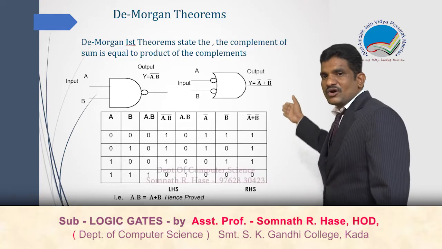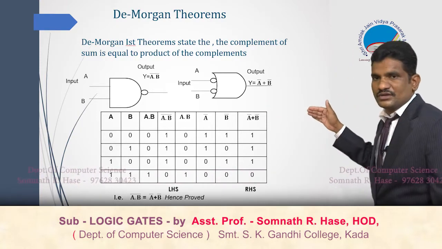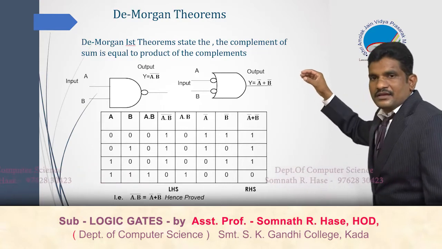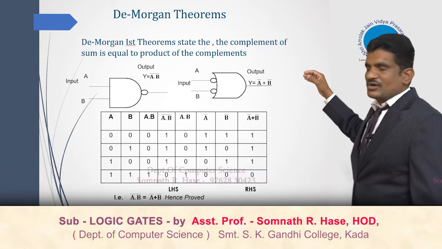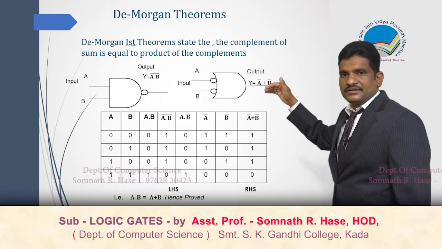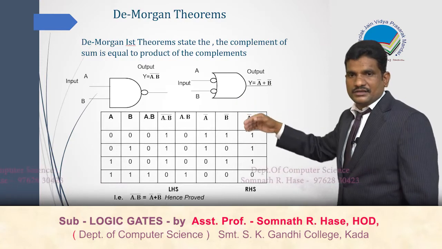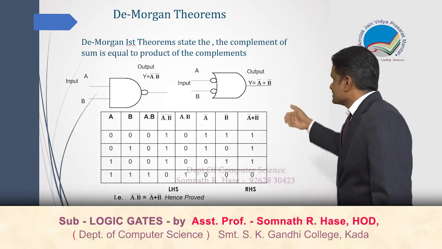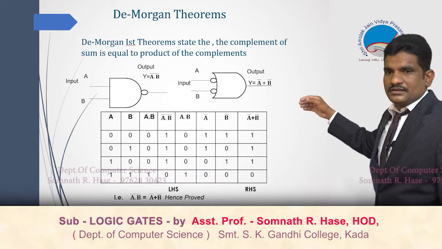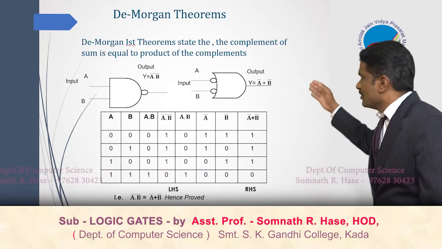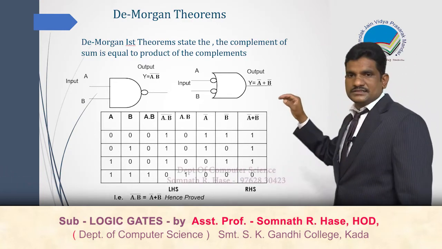This is the logical symbol. Here A and B are the inputs. Y is equal to A NAND B, and also Y is equal to A not plus B not. In these slides we can see A and B when both are 0, when both are 1, when one is 0 and another is 1, and when one is 1 and another is 0.